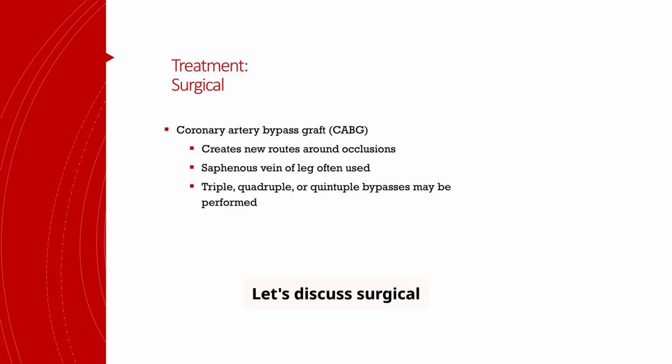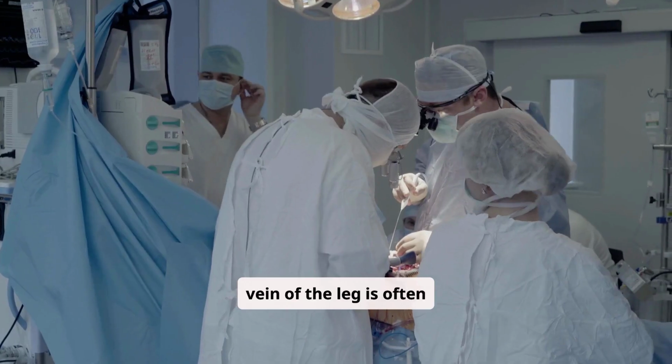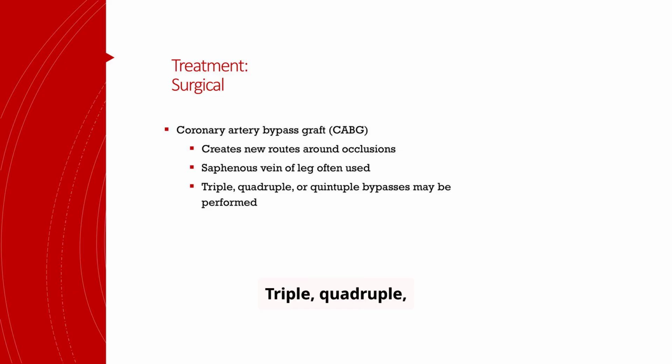Let's discuss surgical treatment options. Coronary artery bypass graft, CABG, creates new routes around occlusions. The saphenous vein of the leg is often used. Triple, quadruple, or quintuple bypasses may be performed depending on the extent of the disease.